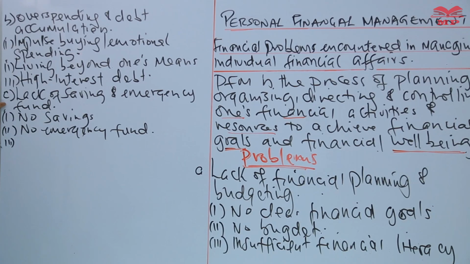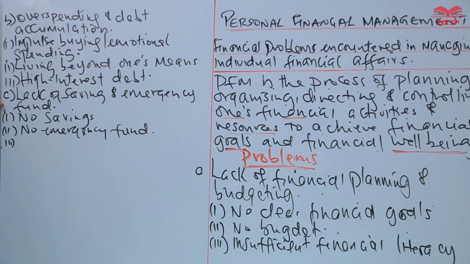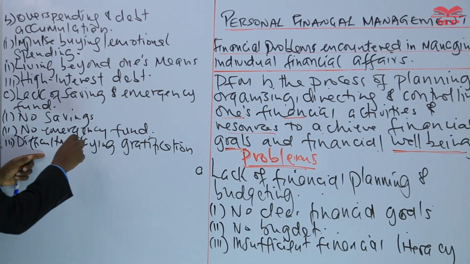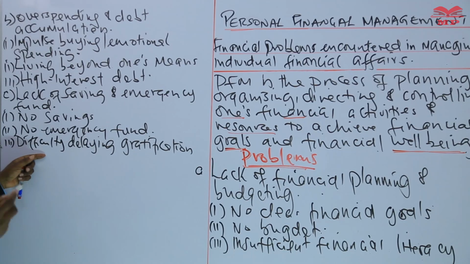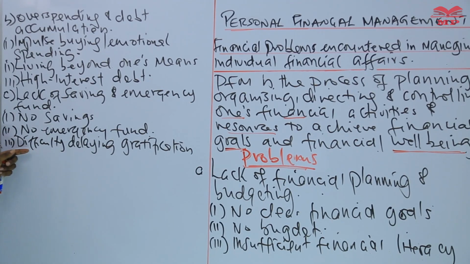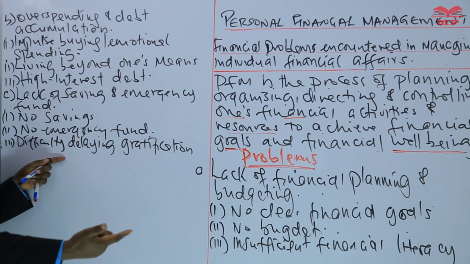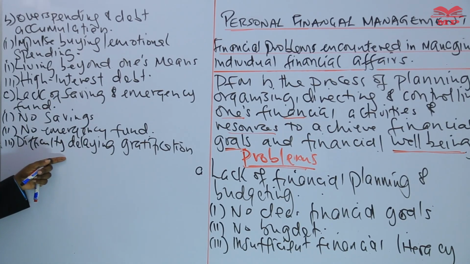The third point under lack of savings and emergency fund is difficulty delaying gratification. Individuals may have difficulties in delaying gratification. That means prioritizing immediate needs and wants over future financial security, which can then hinder saving efforts.